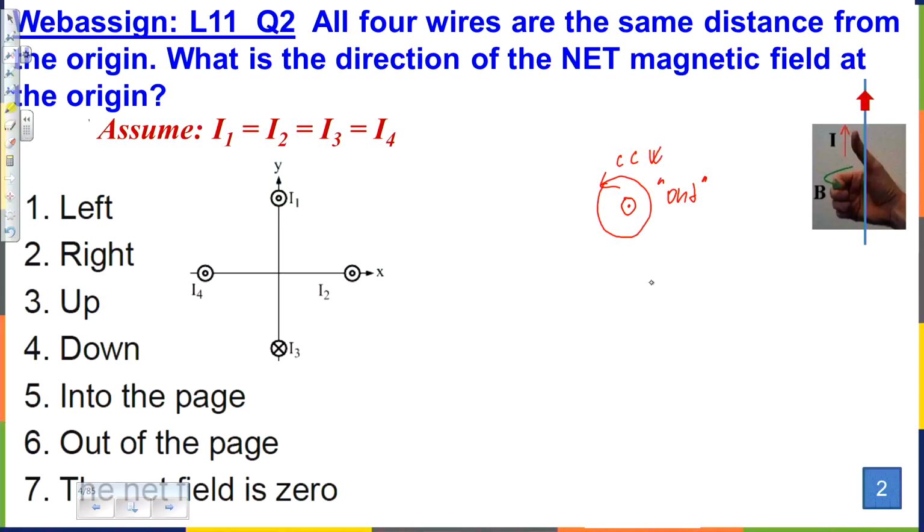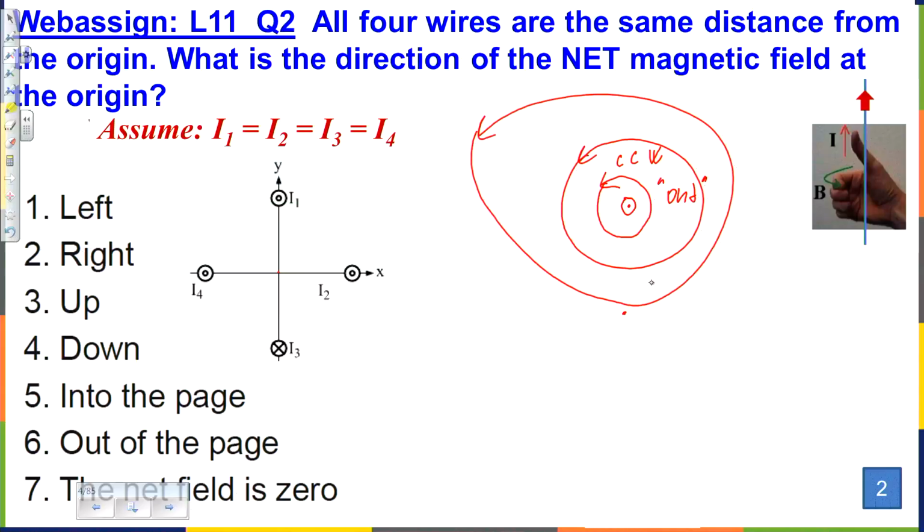But the magnetic field vector we need to analyze is supposed to be drawn here. That's the origin. So what do we do? Well, we use our imagination. We extend, well, magnetic field lines are everywhere. Those are circles. That's why we need imagination.